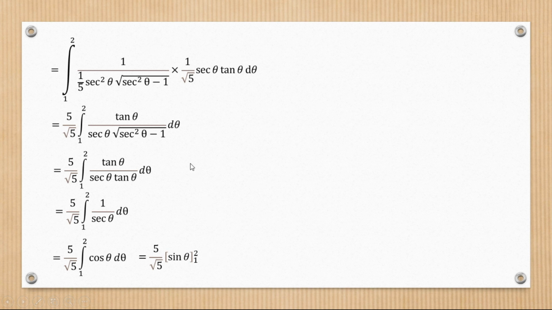Now we need to find a way of getting this theta in terms of x before we plug in the limits. But remember that root of 5x was equal to sec theta. So what does that mean? It means that root of 5x is equal to 1 over cos theta. So that means if we make cos theta the subject, cos theta is equal to 1 over root of 5x.